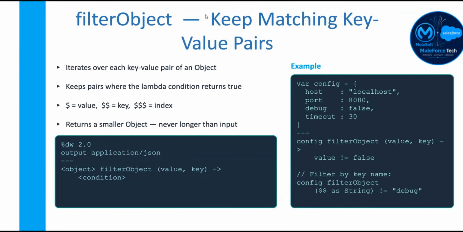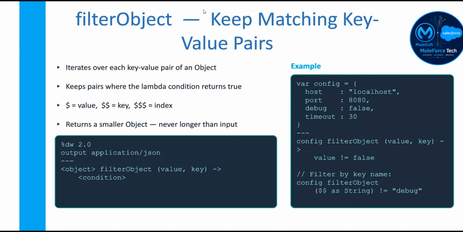Last one is filterObject. Just like filter works on arrays, similarly filterObject works on objects, and it loops through each key value pair and removes the pairs that don't match your condition. In our example, we have a config object with 4 fields. We want to remove any field whose value is false. So similarly we can write the script in the data playground.